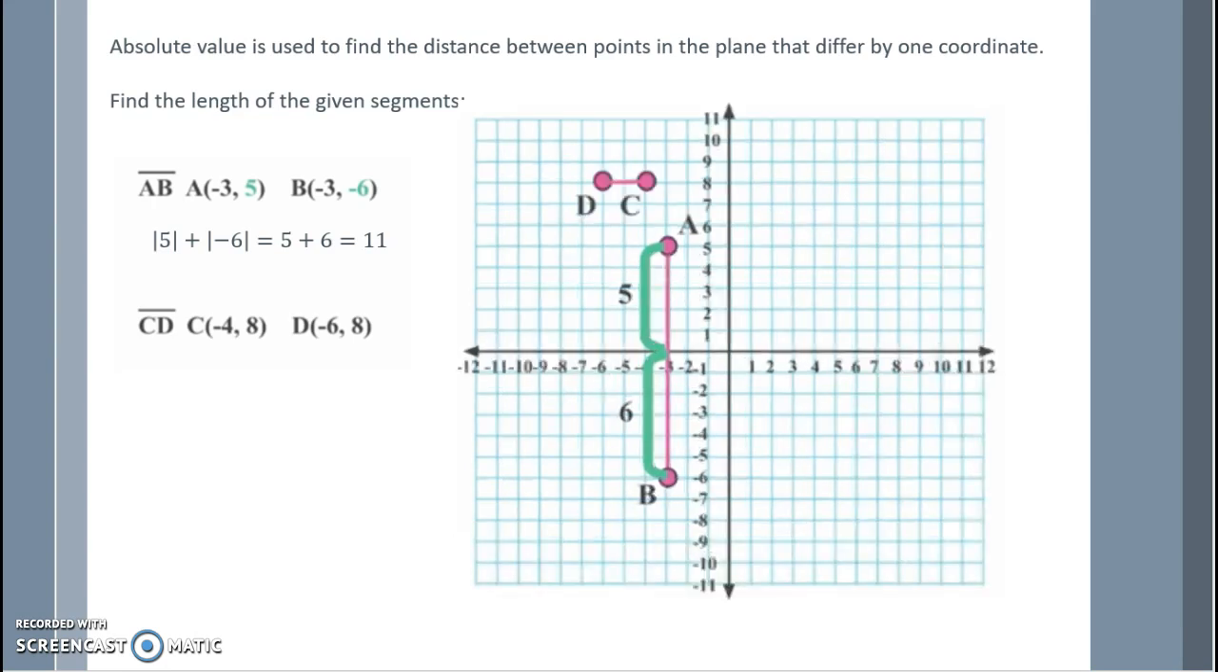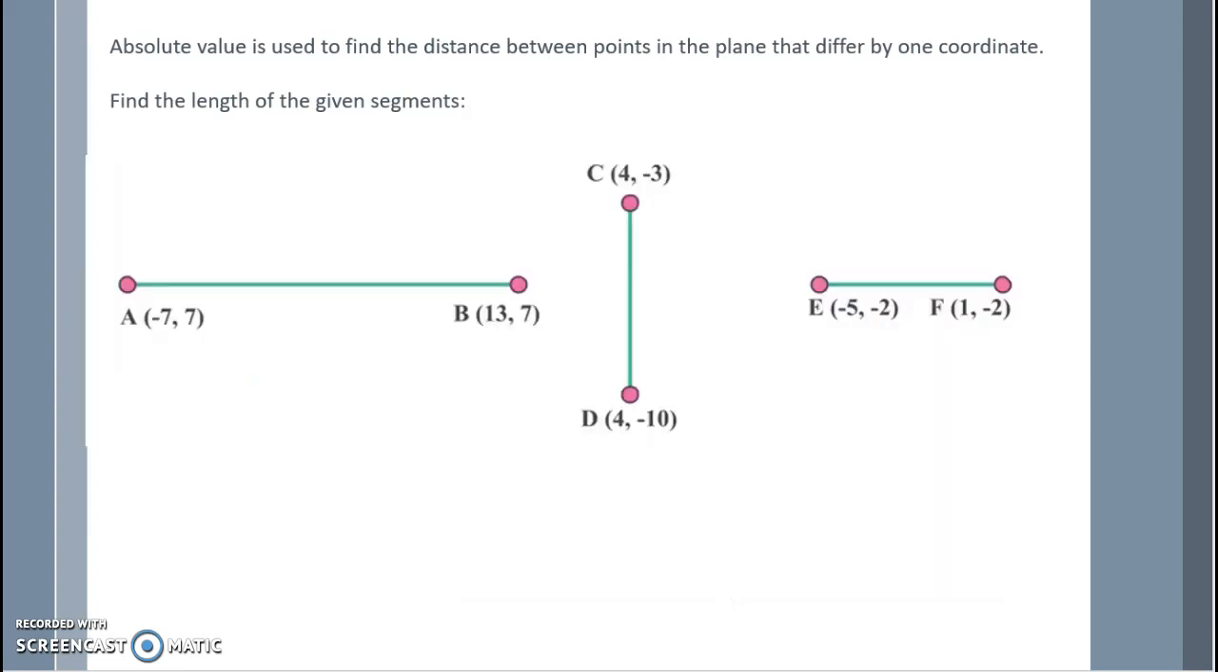C and D. This time our x values are different and our y values are the same. So the absolute value of -6 minus the absolute value of -4 is 6 minus 4, which is 2. We also could count that there are 2 units difference. Absolute value is used to find the difference between the points. Find the length of the given segments.